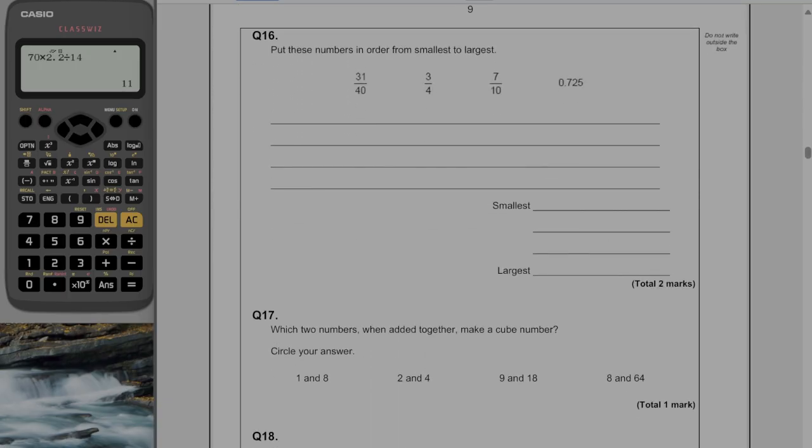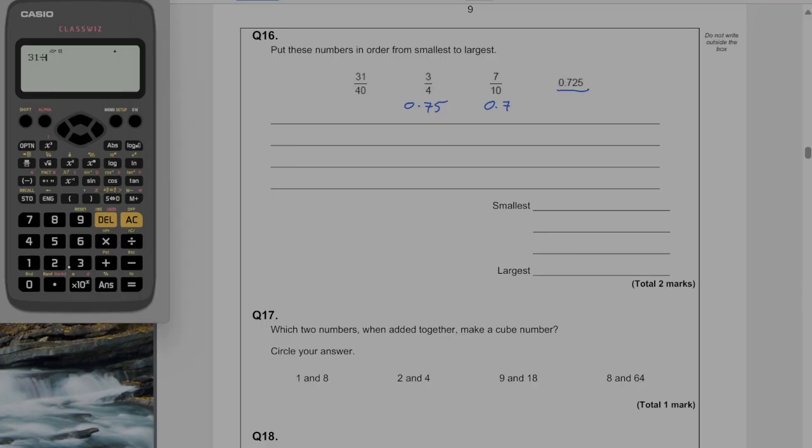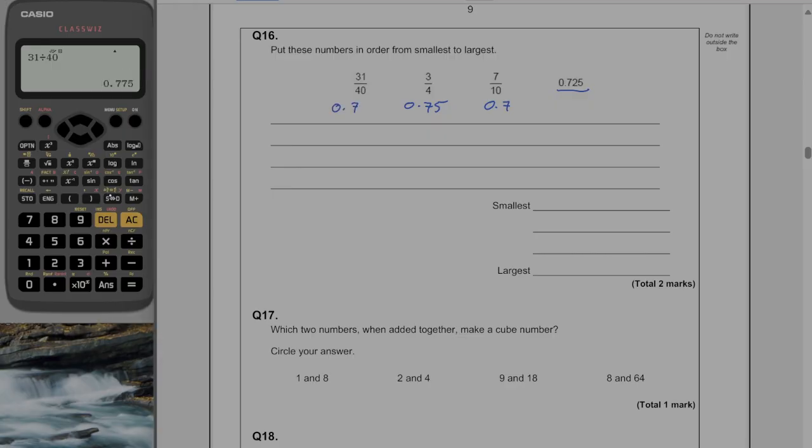Right, question 16. Put these numbers in order starting with the smallest. So the easiest way to do this is to convert them all into decimal. This one already has a decimal. This one we can do as 0.7. This one we should be fairly familiar with, 0.75. And then this one is less familiar. So if we do 41 divided by 40, as a decimal, that's going to be 0.775.